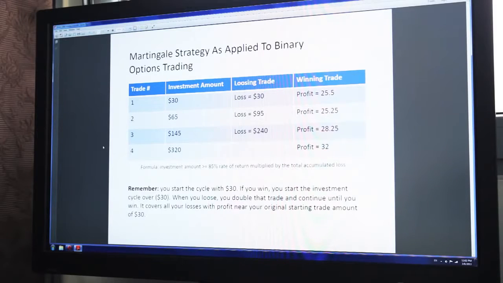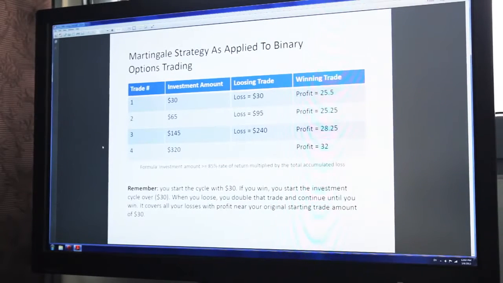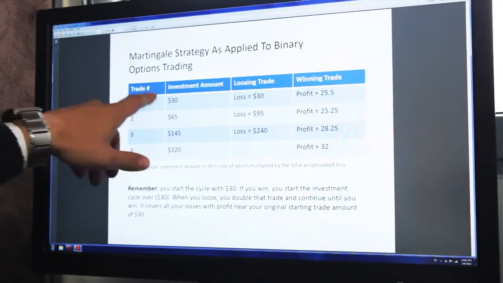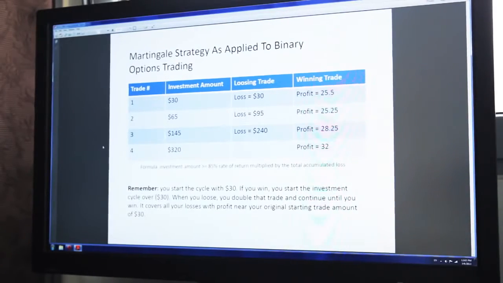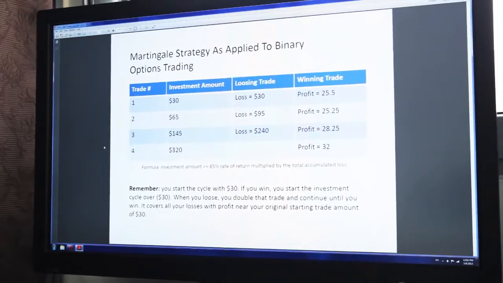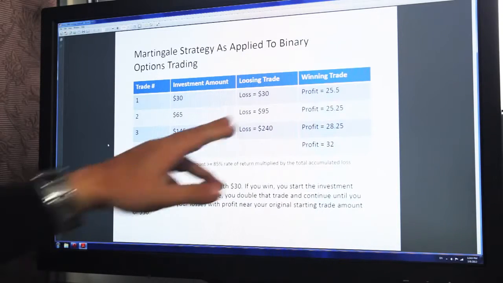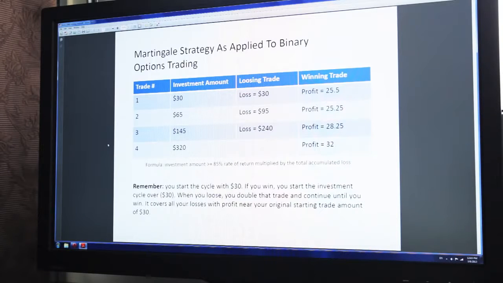Let's say we're trading the Euro USD with a $600 deposit, a balance of $600 in our account. So we open our first trade at $30. If we lose, we're going to lose $30. If we win, we're going to make our $30 investment back, of course, but we're also going to make 85% of $30. Does it make sense? Okay. Which is a profit of $25.50. If we win, we get this.